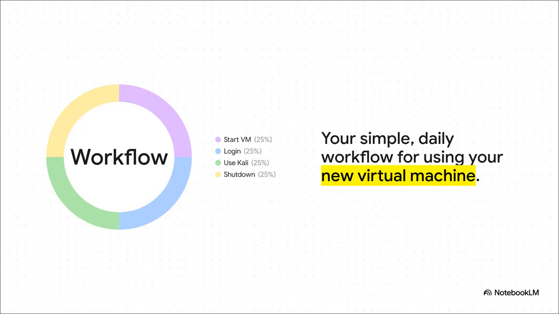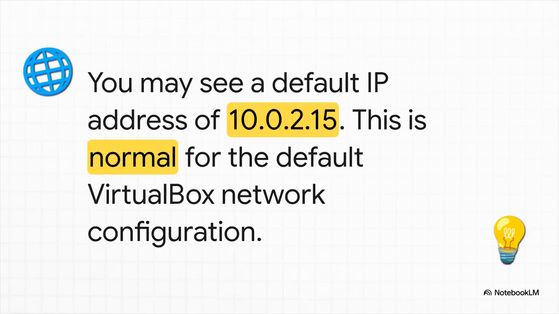So from here on out, your workflow is going to be super simple. You'll just open up VirtualBox, find your Kali machine, and click Start. Log in, do whatever you need to do, and when you're all finished, just shut down the system right from inside the Kali desktop menu. Easy peasy.